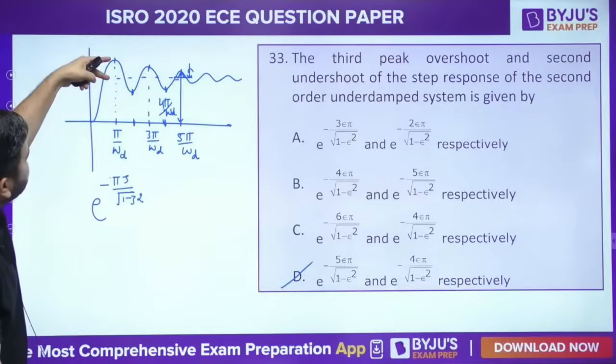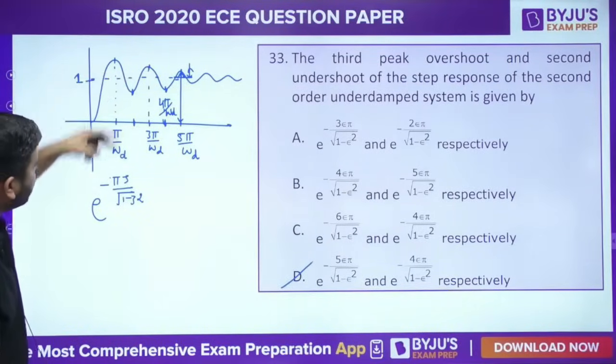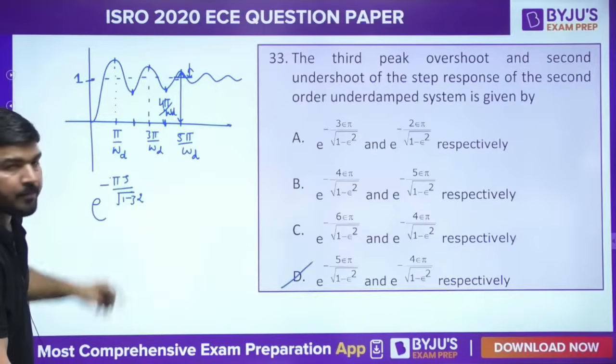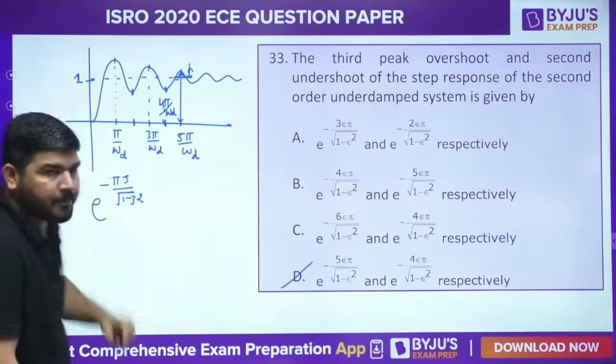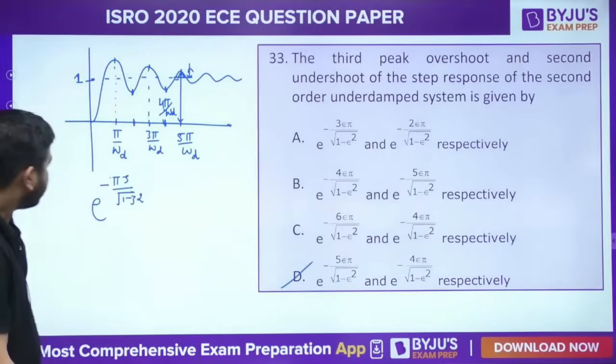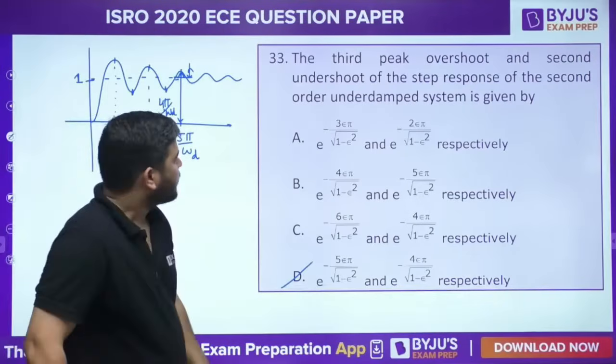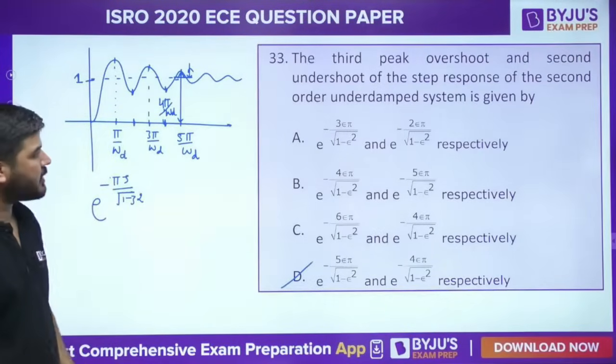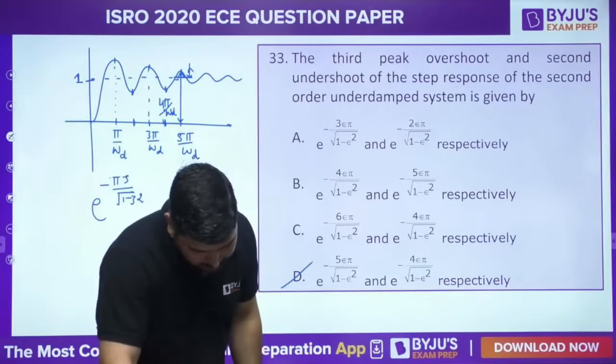This is the first overshoot. For the first undershoot, you have to put 2 here. Okay, you have to put 2 here. I hope it is clear. So this way you can solve the problem. It's easy peasy. Now let's come to the next question.